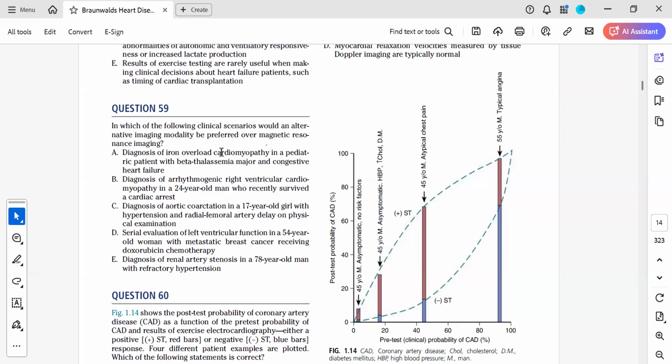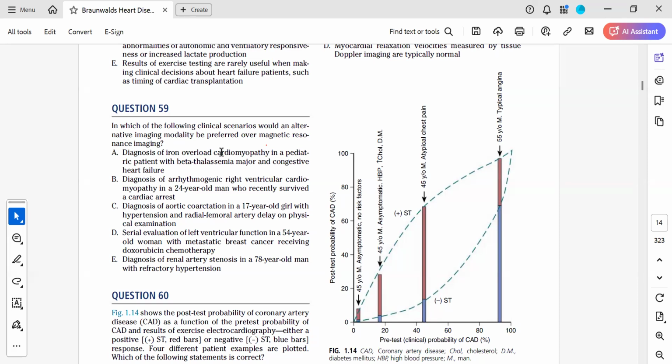Then D, a 45-year-old asymptomatic man without risk factors who has a positive stress test. That's the first patient they're talking about, the first bar on this graph, close to zero on the horizontal axis. Say a 45-year-old asymptomatic man without risk factors has a positive stress test, he is less likely to have coronary artery disease than a man of the same age with atypical chest pain and a negative stress test.